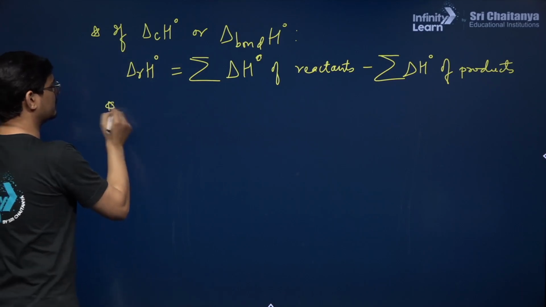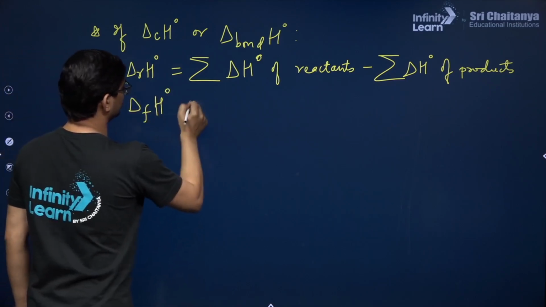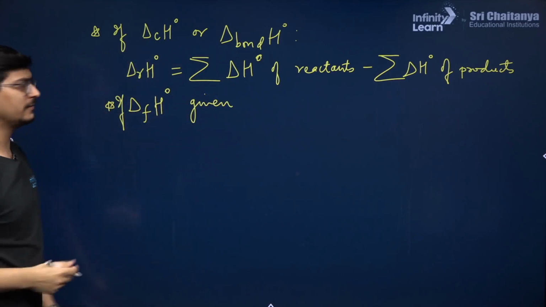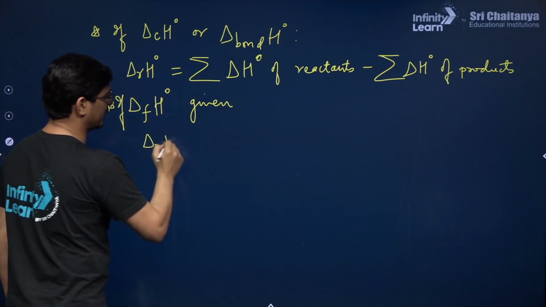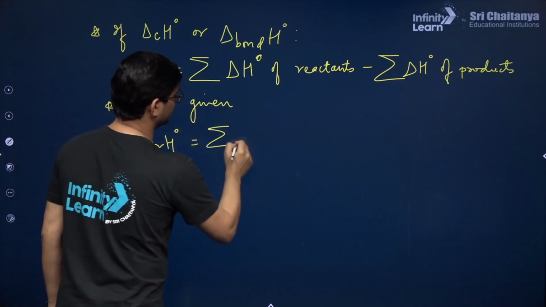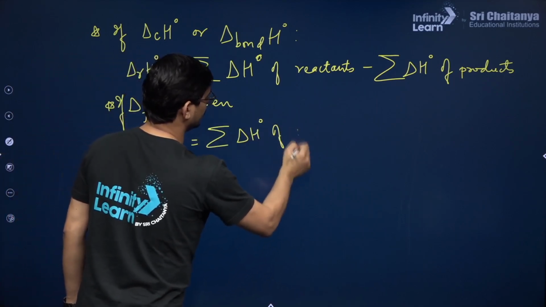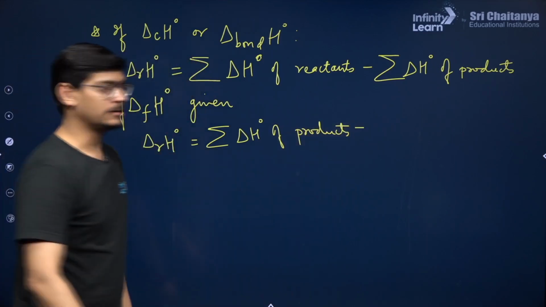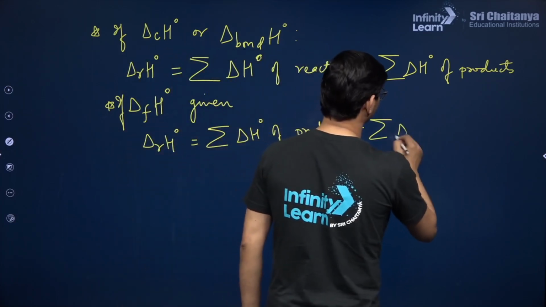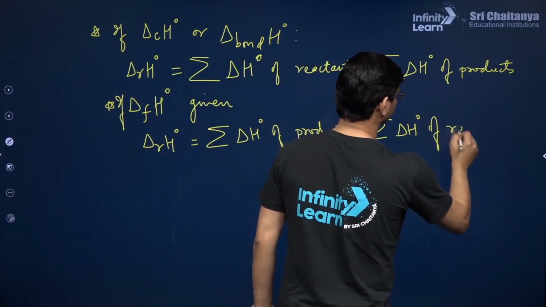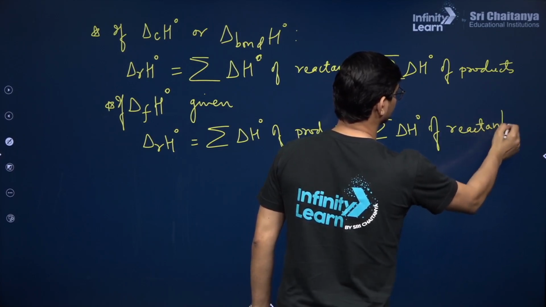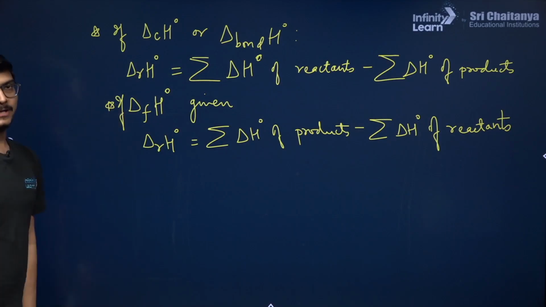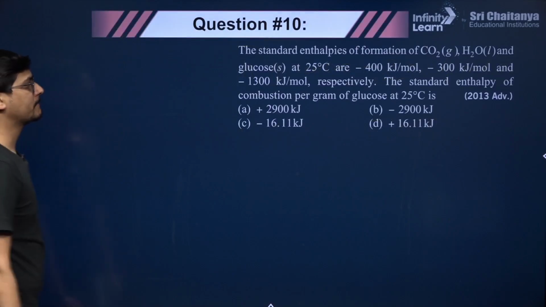But if you are given enthalpies of formation, then you do the reverse. If enthalpy of formation are given, then in that case the enthalpy of reaction would be the summation of enthalpies of formation of products minus the enthalpy of formation of reactants. We will apply the second formula here.